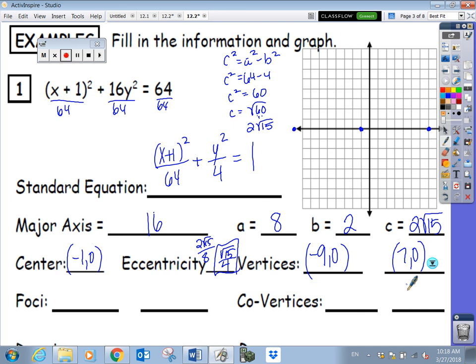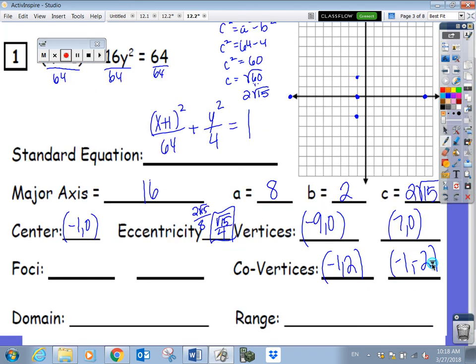Again, you can write them down first and plot them. You can plot them and then write them down. The order that you write this stuff down in doesn't matter. Then the covertices is going to be how far I move up and down. So I'm going to go up 2 and down 2. So I can list those covertices as negative 1, 2 and negative 1, negative 2. Or if you learn to write those together, you could write it as negative 1, plus or minus 2. If you want to write those together.